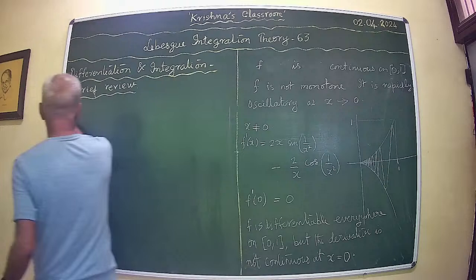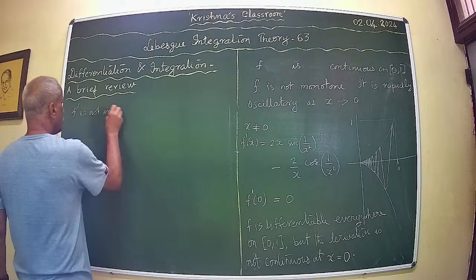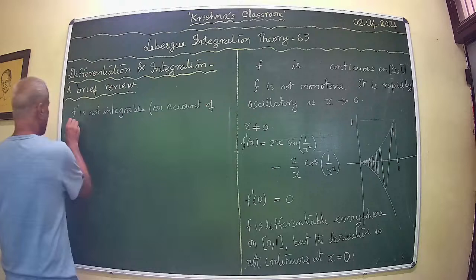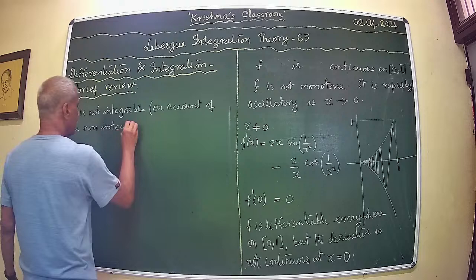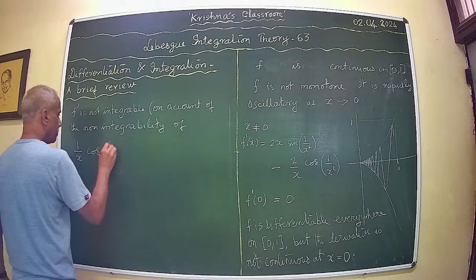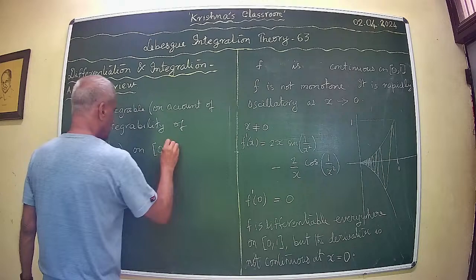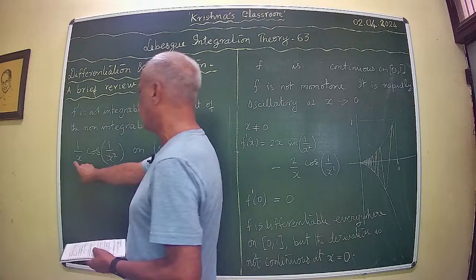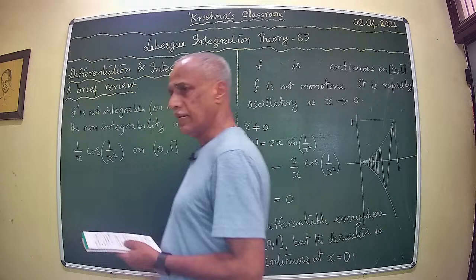Now, f derivative is not integrable, on account of the non-integrability near zero. So that's the difficulty. So the function has a singularity here and is highly oscillatory, and the integral does not exist. That's the problem.